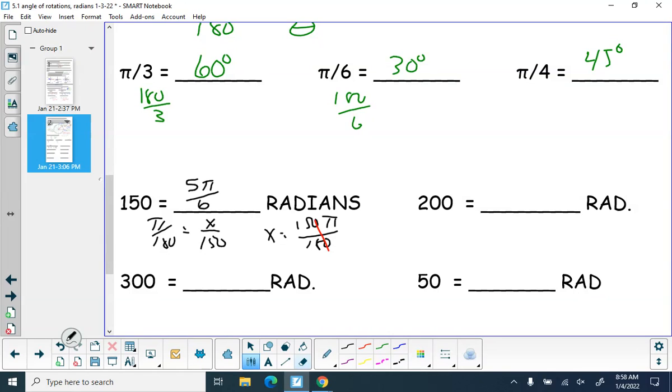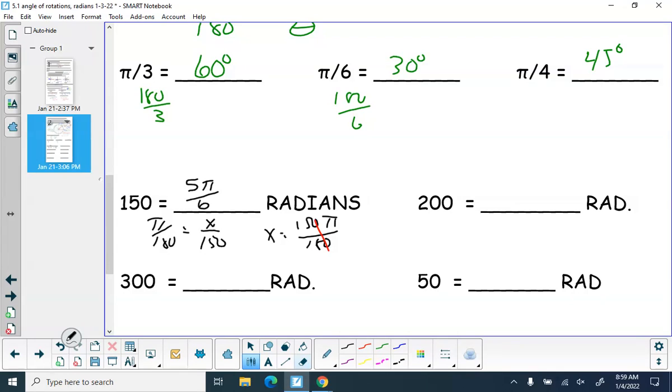Now, a couple different ways of dealing with this. If you want to do the easy way out, you could type 150 divided by 180 into your calculator. Hit your math button, hit enter, hit enter. What it will do is convert and simplify your fraction down to 5/6. So you have your 5 pi over 6. That's the easy way out.